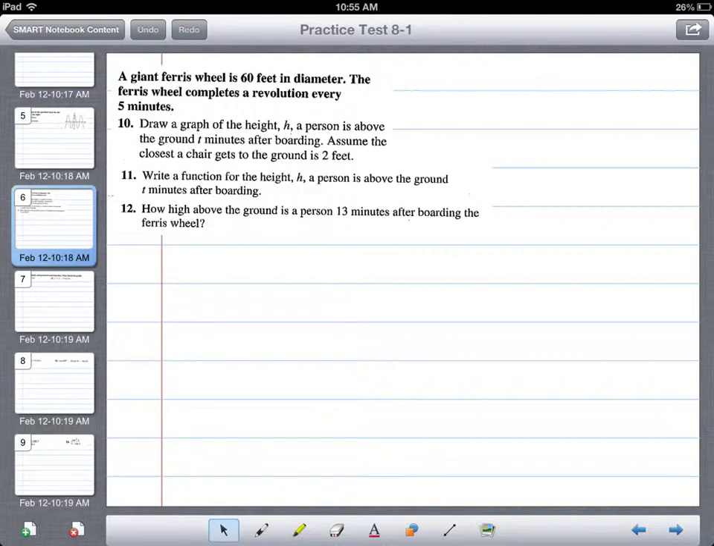Okay, this is kind of a fun one. You've got a giant Ferris wheel that's 60 feet in diameter, and the Ferris wheel completes a revolution every 5 minutes. We're going to graph this out, and hopefully you can see that period right away repeats itself every 5 minutes. So if I were to draw a curve, and this is going to end up being a sine or a cosine curve, we'll talk about that in a second, but period right away sticks out to me, and it's going to repeat itself every 5 minutes.